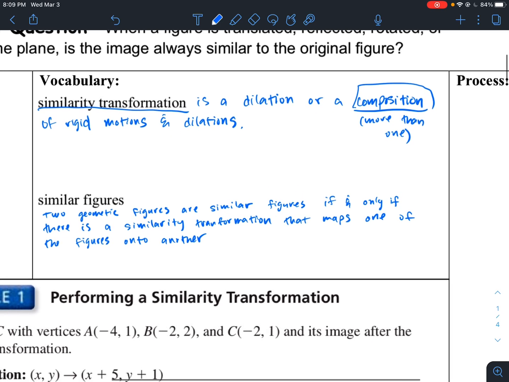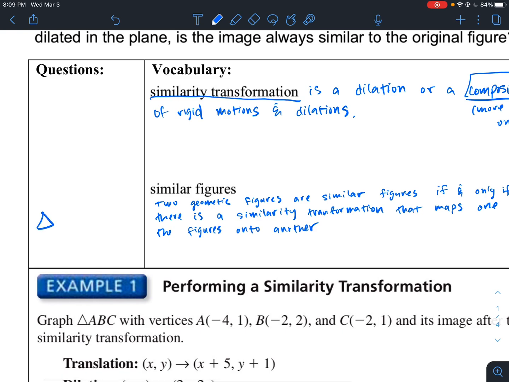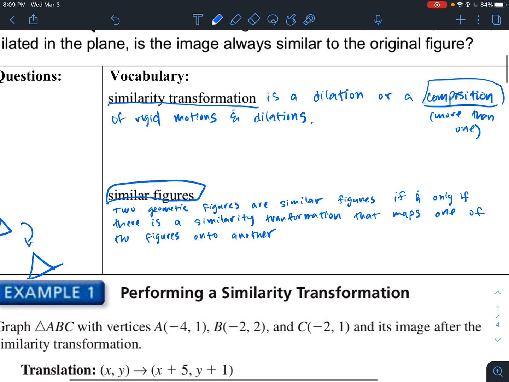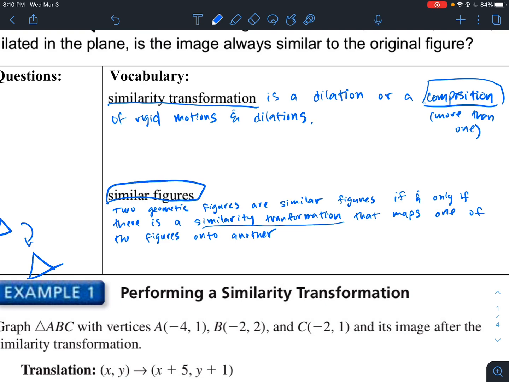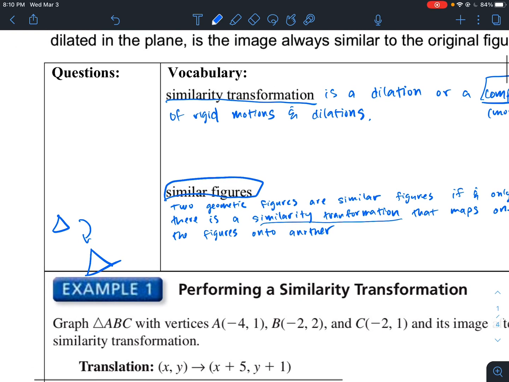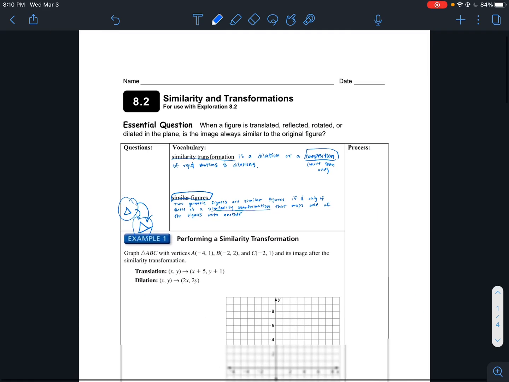Say we take a triangle, rotate the triangle, and then enlarge it with a dilation, so we make it bigger. These are what we call similar figures. They're two similar figures if and only if there is a similarity transformation, which is a composition of rigid motions and dilations that maps one figure to another figure. That's how they're similar. Okay?